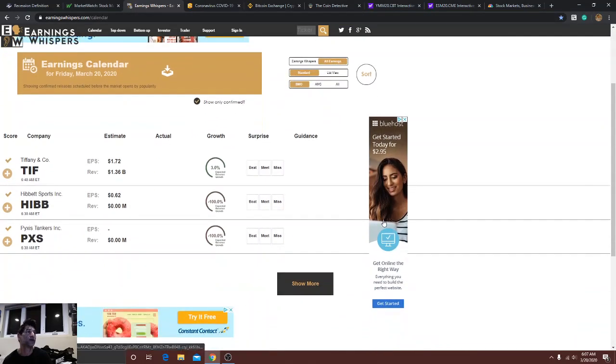This is it. So we got Tiffany's. That's a big one, retailer. And here's the thing. A lot of the people that would shop at Tiffany, they shop online now. If they're not going into a store, they're buying the products online.